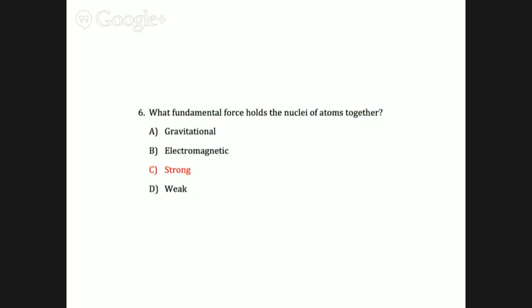That's it. So electromagnetic force is definitely not holding nuclei together. It's the thing that's driving them apart. You have to have a strong force to hold nuclei together, right? So knowing your forces is important.